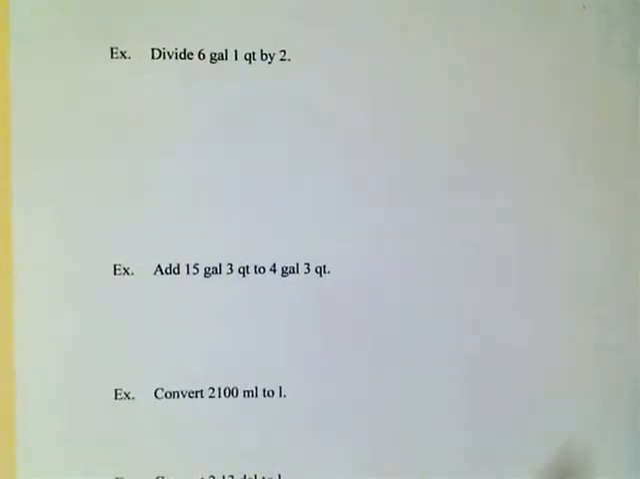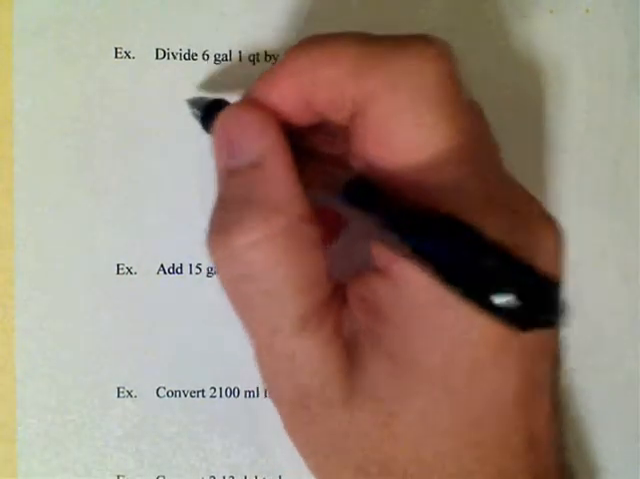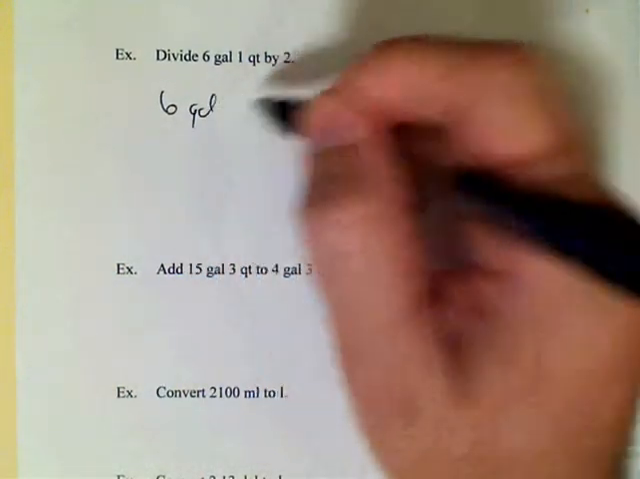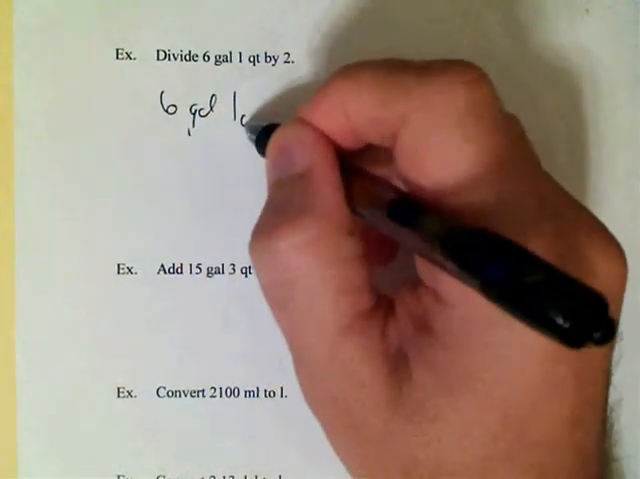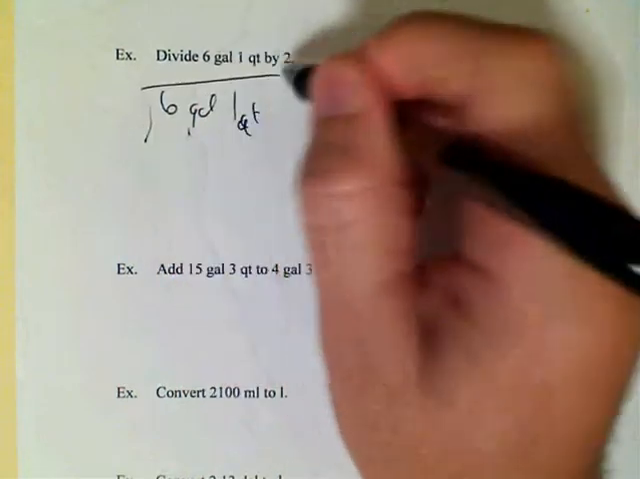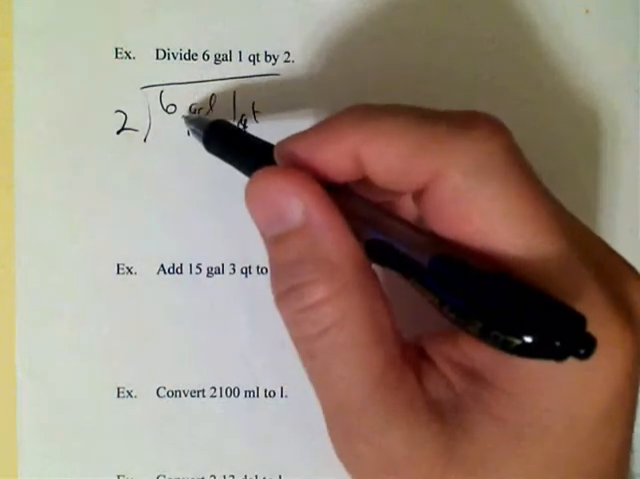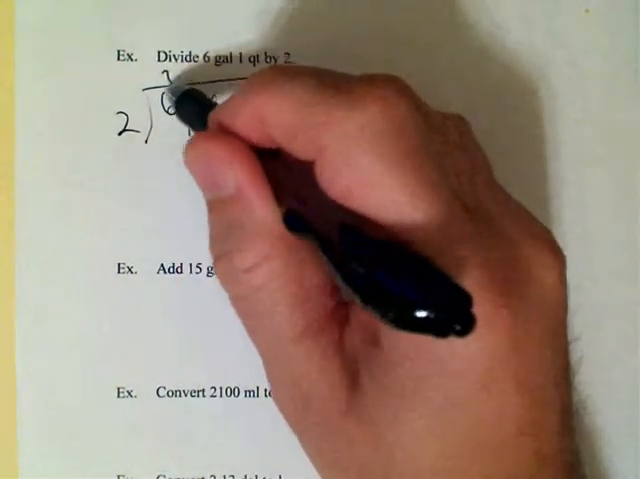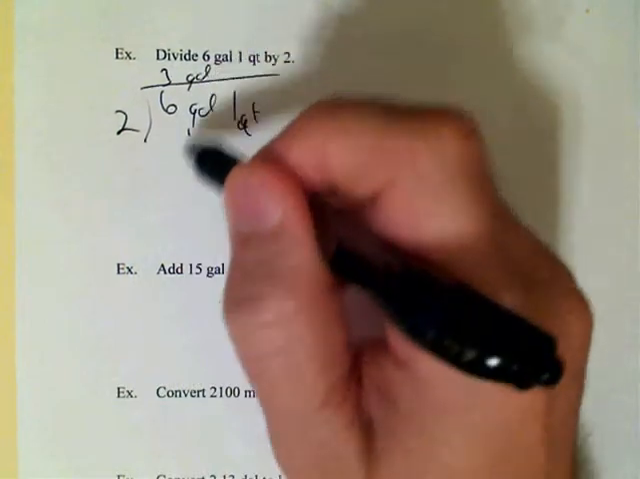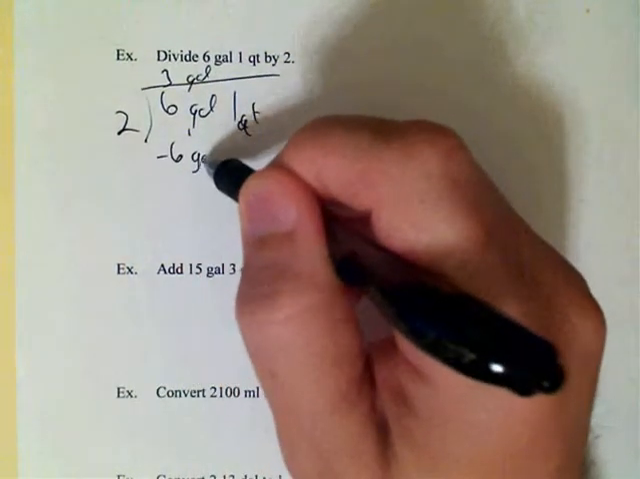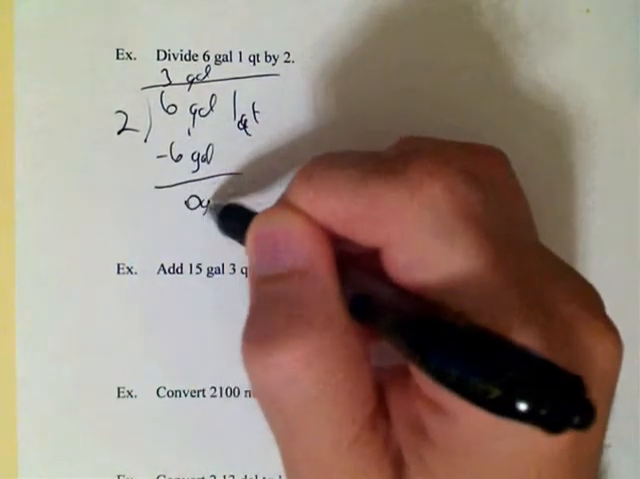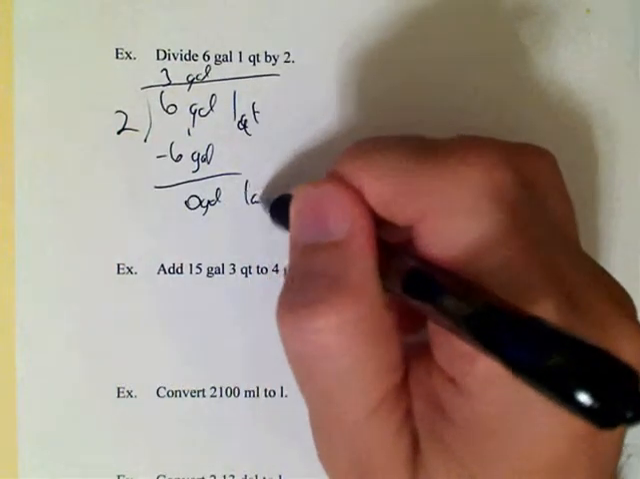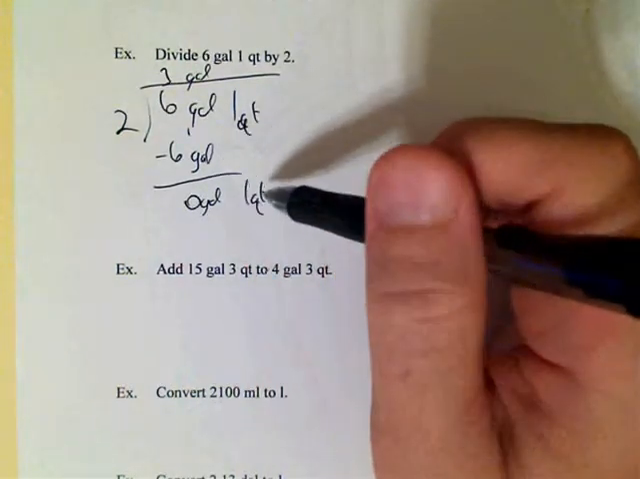Let's do some more. These are fun. Let's divide 6 gallons, 1 quart by 2. Let's set it up as a long division problem. Now 2 goes into 6 evenly, so that gives us 3 gallons. Multiply back through. We have 0 gallons to worry about. Bring down the 1 quart. The 2 won't go into 1 quart.